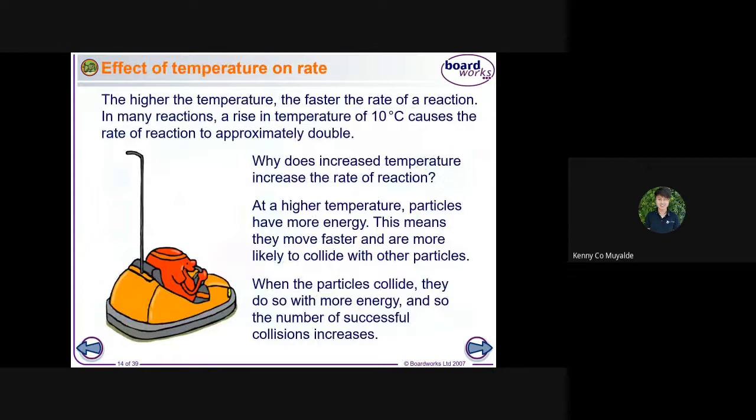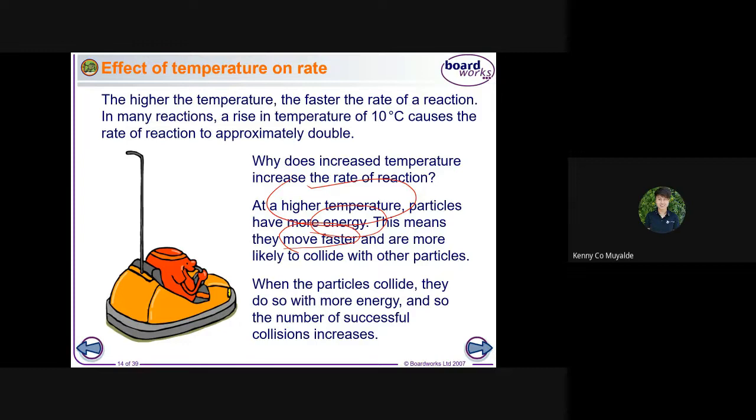So, of course, doon sa mas mataas ang energy. Bakit kaya? The higher the temperature, the faster the rate of reaction. So in many reactions, a rise in temperature of 10 degrees causes the rate of reaction to approximately double. Bakit kaya tumataas ang rate of reaction pag tumataas ang temperature? Kasi habang tumataas ang temperature, tumataas din yung energy ng mga particles. Kapag mataas ang energy nila, mas mabilis ang kanilang movement.